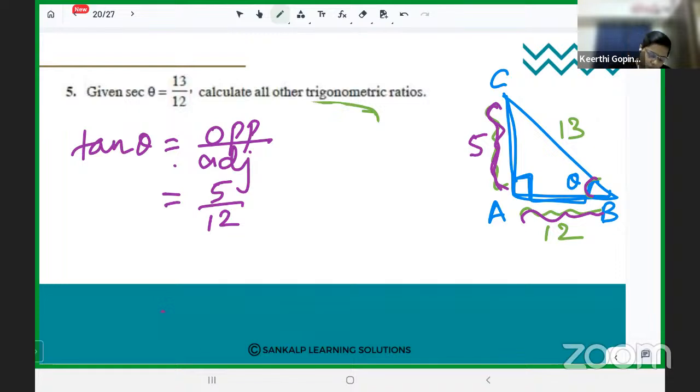Now, what is cot theta? Cot theta is just the reciprocal of tan theta. Cot theta is nothing but 12 by 5. So we have calculated all the 6 trigonometric ratios. Okay. So is that clear to you?